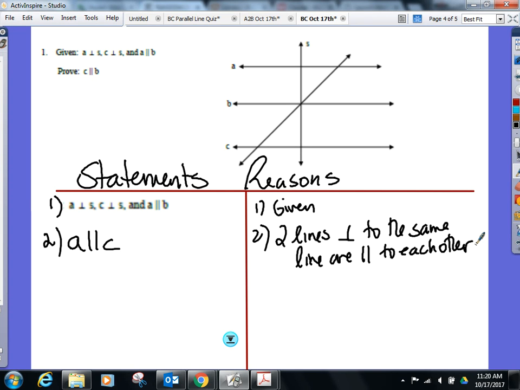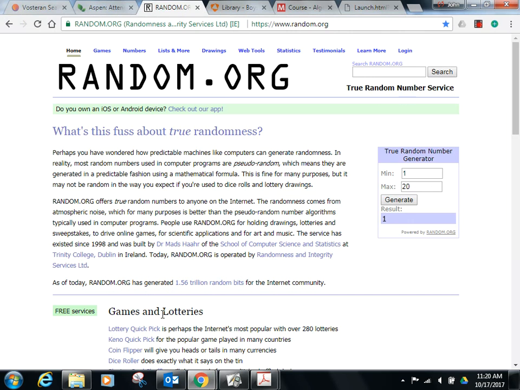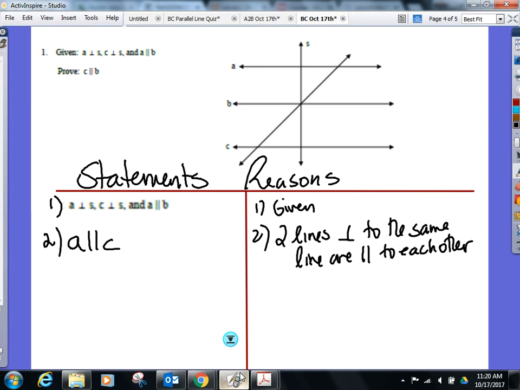All right, I've got to get to C and B somehow. Use all the givens. Luke just used A perpendicular to S and C perpendicular to S. There's one more that we have not used up there. We need to use it. Okay, which one have we not used yet, Heaven?